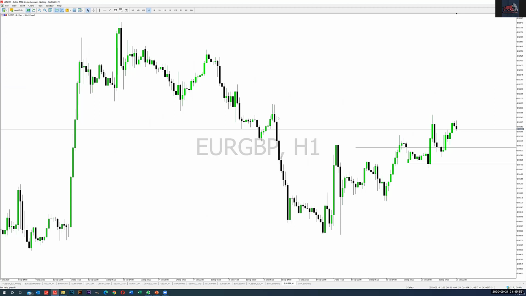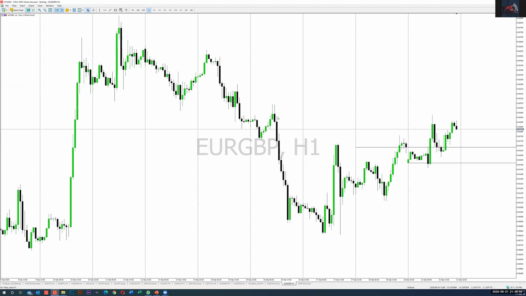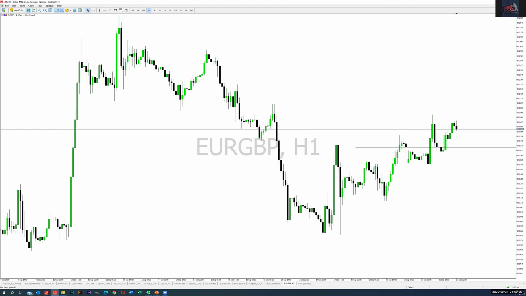Now I'm going to put my daily dividers, Control Y. So this is today's price action, and the previous bar is Friday's price action. Friday. Now, can you see where the gap is? Yeah, I see the gap.